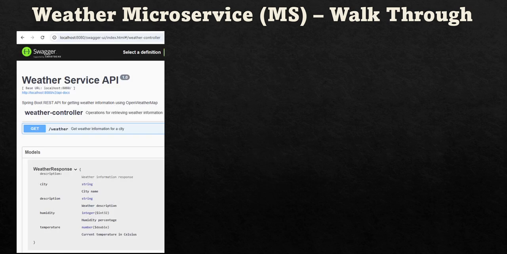Now let's talk about the weather microservice. I'll give you a walkthrough. So this is the Swagger API documentation for the service that I have created. You can look at the endpoint here. It is a GET endpoint. The endpoint is weather/weather, where it will ask for a city, and for the given city, it will respond back with the humidity and temperature for that city, right?